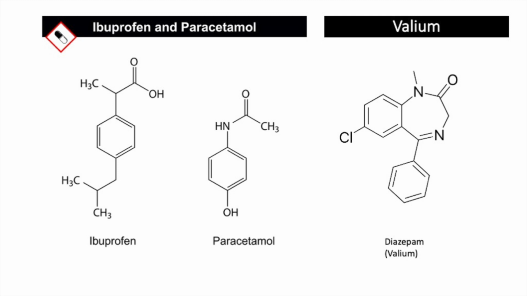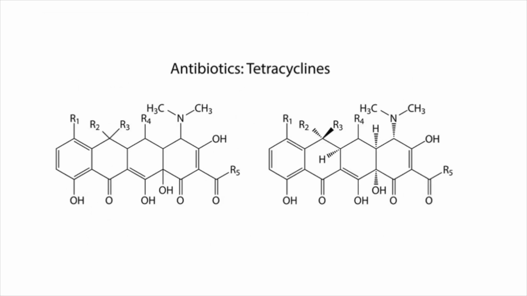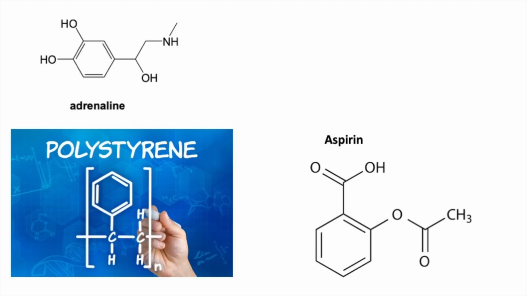So here are some examples of medicines that are aromatic in nature. Medicines such as ibuprofen, paracetamol, diazepam, all are classed as aromatic because they have a benzene ring in their structure. We'll also find that many antibiotics, such as tetracyclines, are classed as aromatic because of the presence of a benzene ring in their structure. Three more examples include the hormone adrenaline, aspirin, and polystyrene. All 3 have benzene rings in their structure and are classed as aromatic.